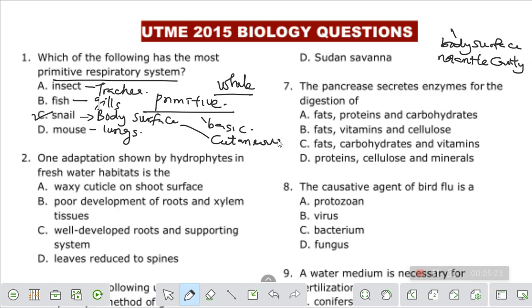So one adaptation shown by hydrophytes in freshwater, which adaptation is that? You know that hydrophytes, I told you we have three different types of plants. We have the hydrophytes, we have the mesophytes, and we have the xerophytes. I told you hydrophytes are the plants that grow on water.